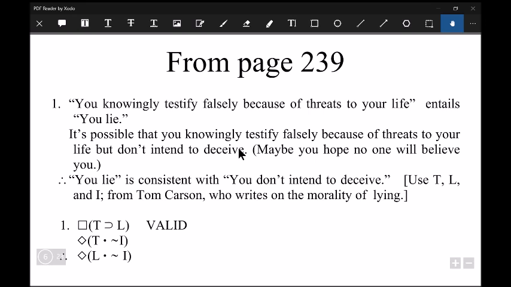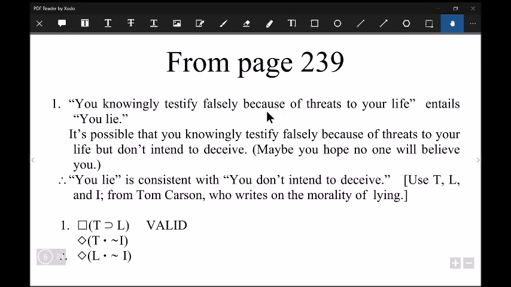Well, he gives an example. An example is a modal argument. So, first premise. I should say that he was amazed that I found a modal argument in his work, but, well, I'm a logician. I see arguments everywhere. We're reasoning about things a whole lot, and more than you know. Your life is run by reasoning, in part. First premise: you knowingly testify falsely because of threats to your life entails you lie.